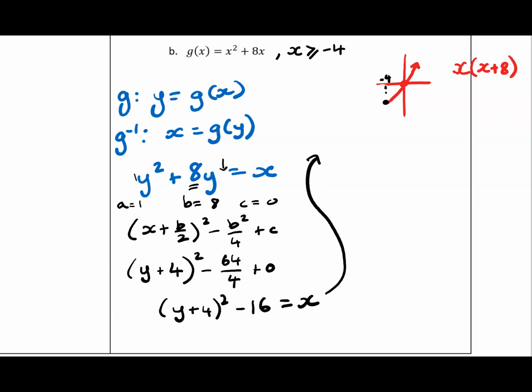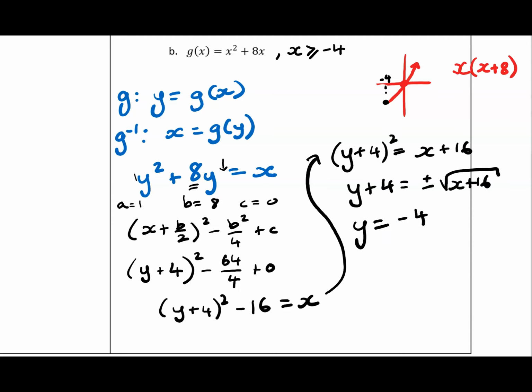So adding 16 to both sides, y plus 4 squared is equal to x plus 16. If I square root both sides, y plus 4 is plus or minus the square root of x plus 16, and y is equal to negative 4 plus or minus the square root of x plus 16.